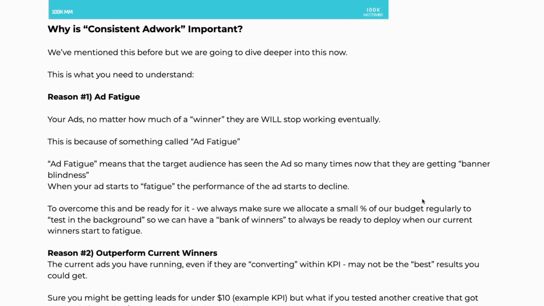That way we can allocate a small percentage of our daily budget to test in the background and basically create this bank of winners. First we have this bank of testing things, unproven. And then after that, we're going to have this bank of winners that are proven, that we can then deploy whenever we want.